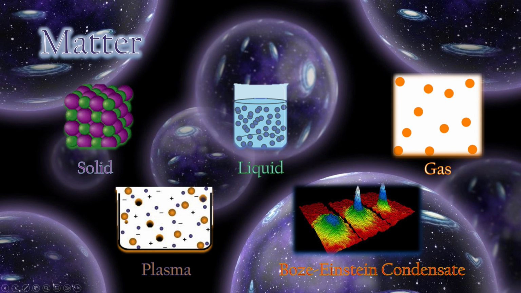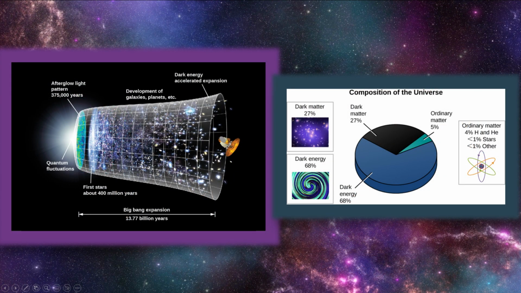There are 5 main fundamental states of matter. While most people are familiar with the first 4, solid, liquid, gas, plasma, there's a little-known 5th one called the Bose-Einstein condensate, which is created in laboratories. The universe is made up of mysterious substances that affect its shape. It's 27% dark matter, 5% visible matter, and 68% dark energy.